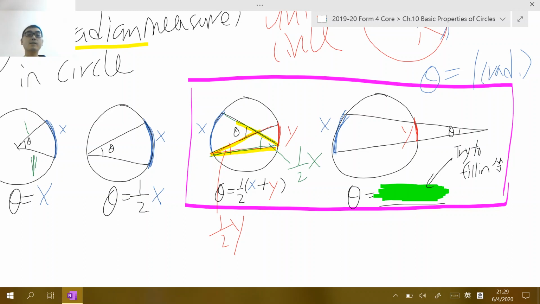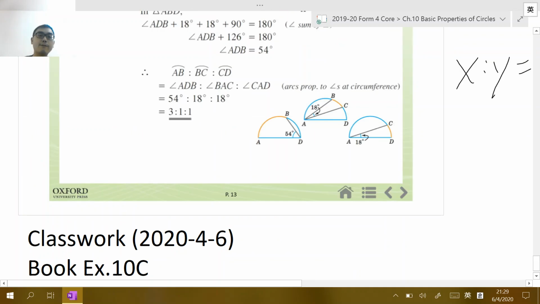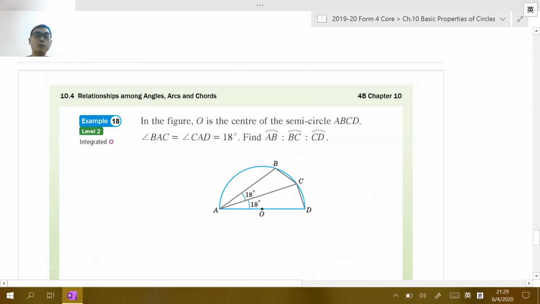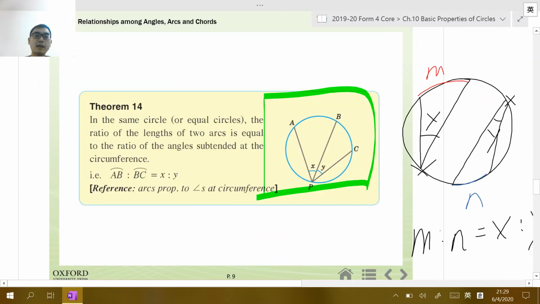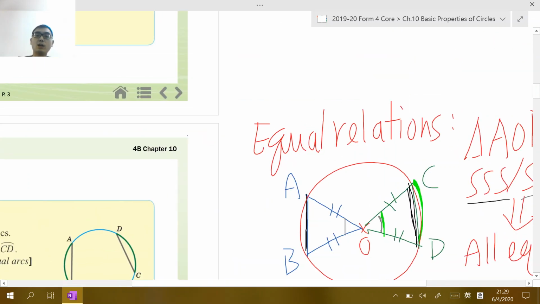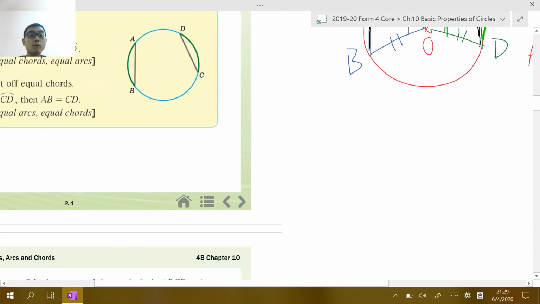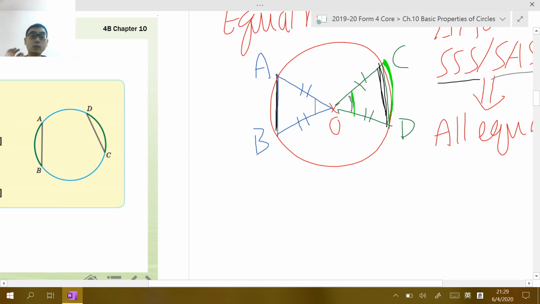Okay, so this is the end of today's lesson. So I just give you the summary again. For the last session, it is very easy. The very important thing you need to understand is that equal relations are based on congruent triangles, SSS and SAS. So all the things will become equal, including the arcs, angles, and chords.